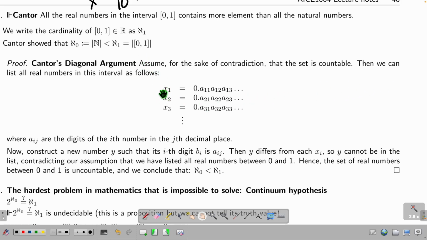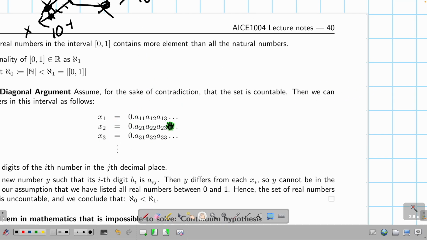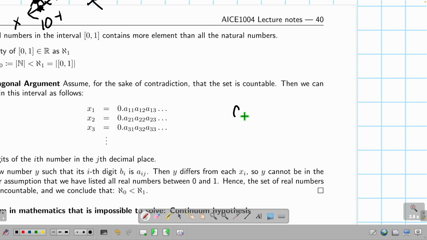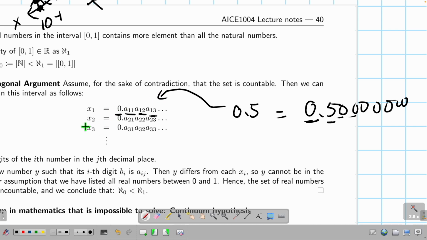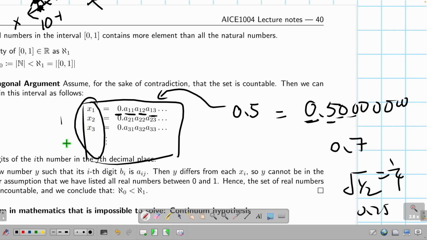And then you just write down a list like this. All the numbers I can write in this form, right? So for example, I want to write 0.5. Then it will be 0.5000000, right? So in this case, this is 0, my A11 is 5, my A12 is 0, and my next number is 0. So this is just a particular number in this list. What about 0.7? Same, right? What about the square root of a half? That means 1/4, that means 0.25. Same, right? It will be somewhere here. And these are all possible real numbers.